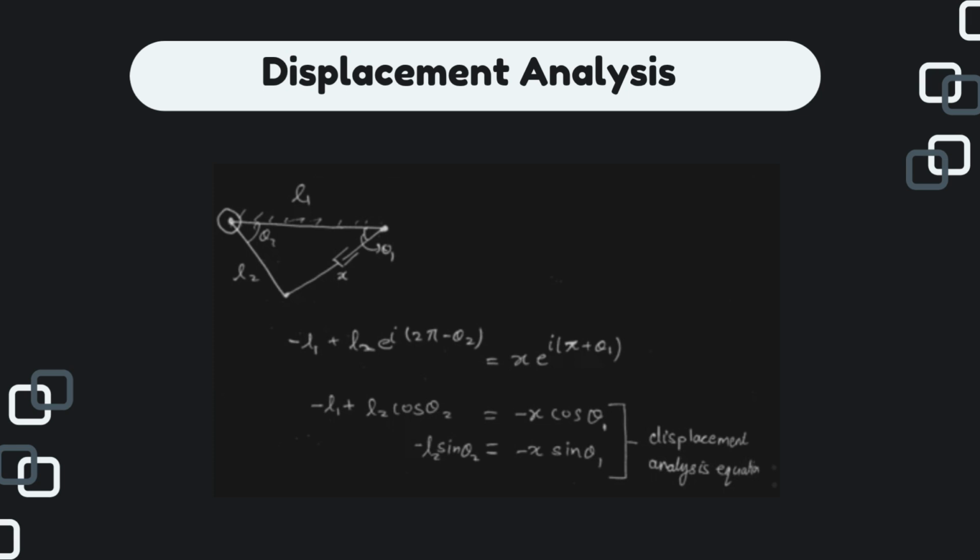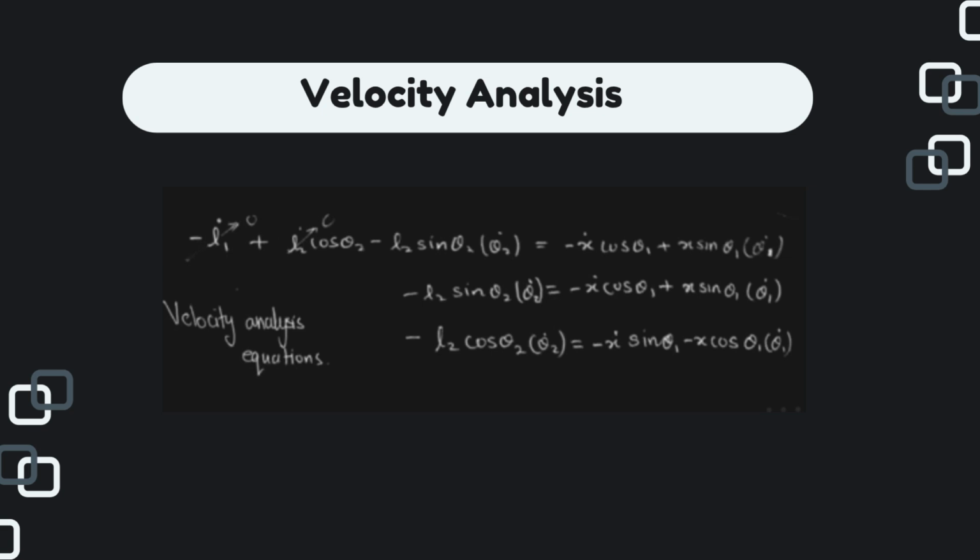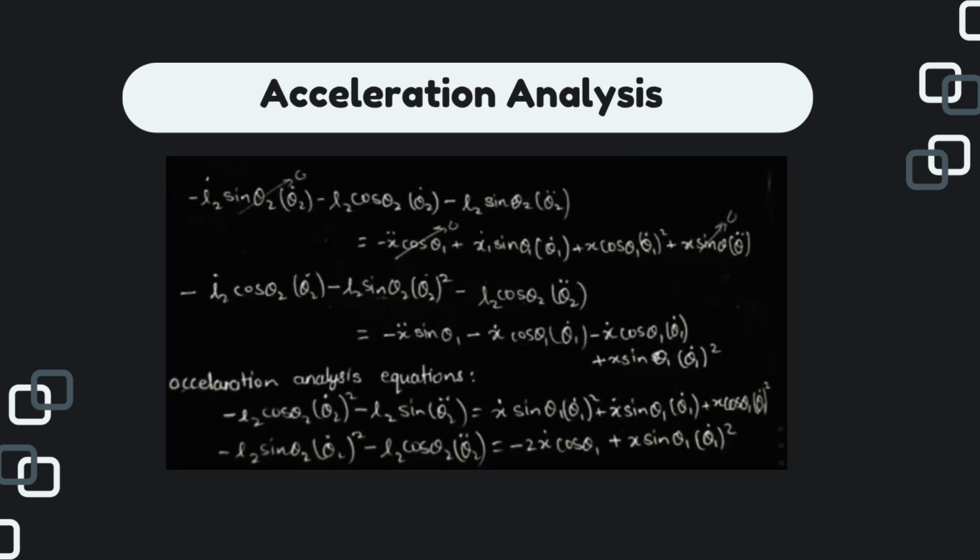By taking these two equations and solving them, we'll get the displacement analysis and we'll know the location of all the points. In the next slide, we differentiate the previous displacement analysis and we get two equations again. If we solve them, we'll get the velocity analysis of each point, which is theta1 dot and theta2 dot. Then again differentiating the velocity analysis components, we'll get the acceleration analysis, from which we can solve for theta1 double dot and theta2 double dot.